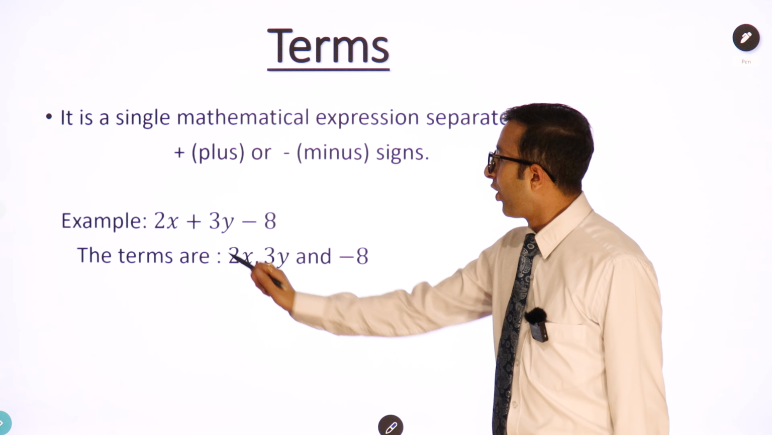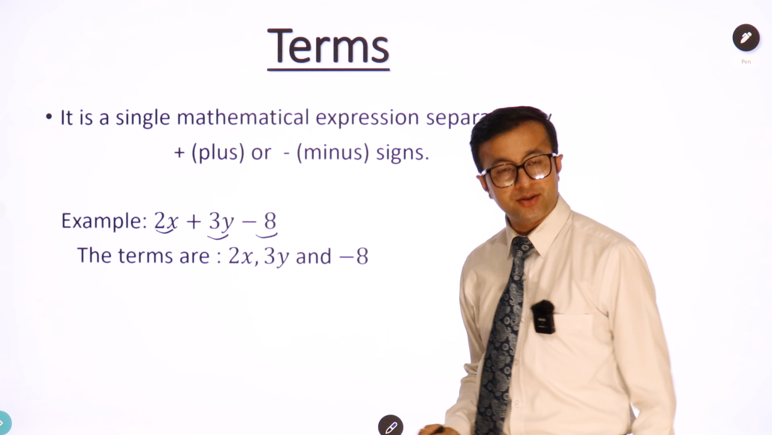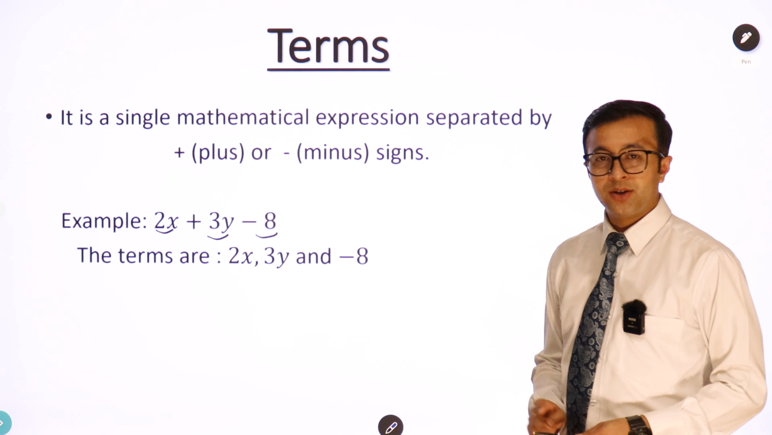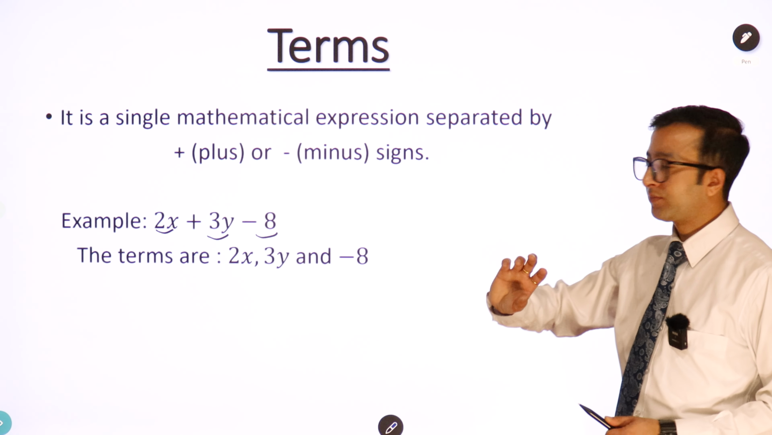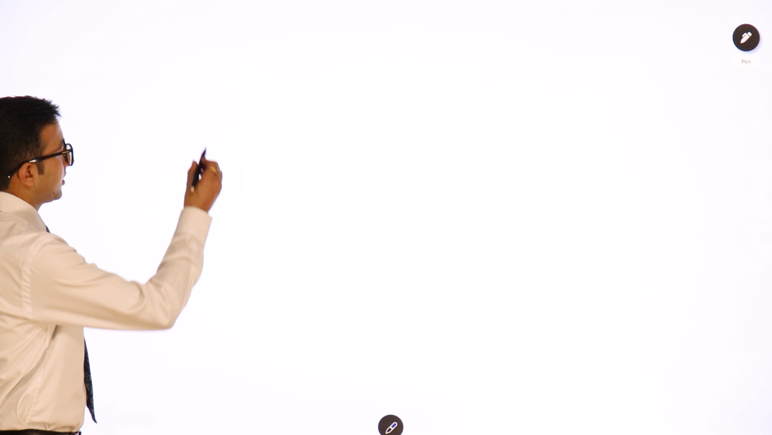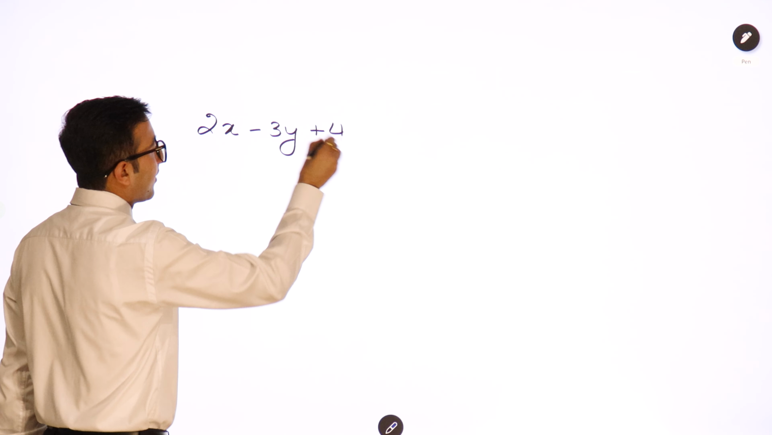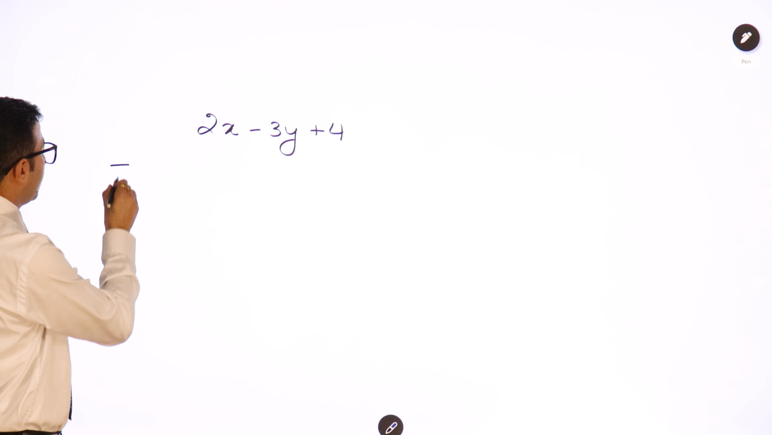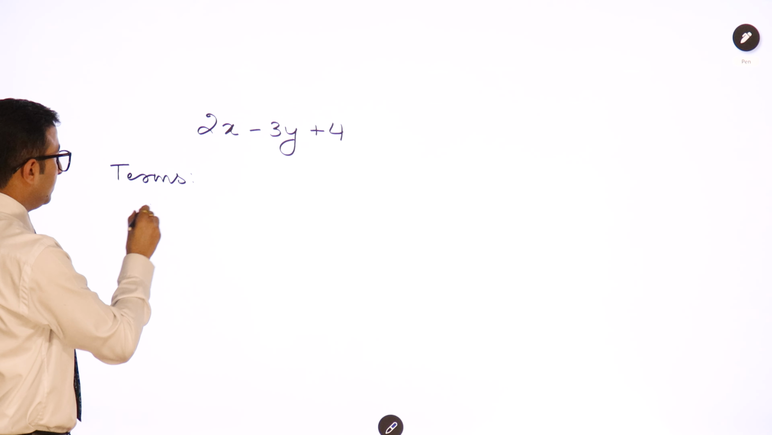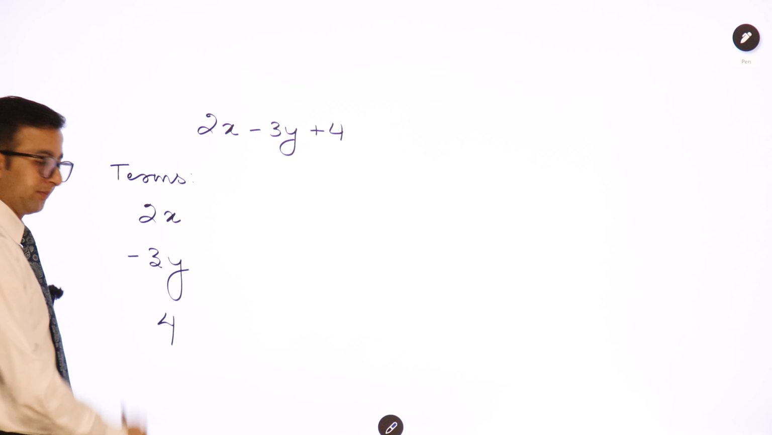In this polynomial, one of the terms is 2x, another is 3y, another is minus 8. We have to see the sign also. So terms are actually the parts in a polynomial or algebraic expression which are separated by plus or minus sign. A few more examples: if I have written 2x minus 3y plus 4, the terms here are 2x, minus 3y, and 4.